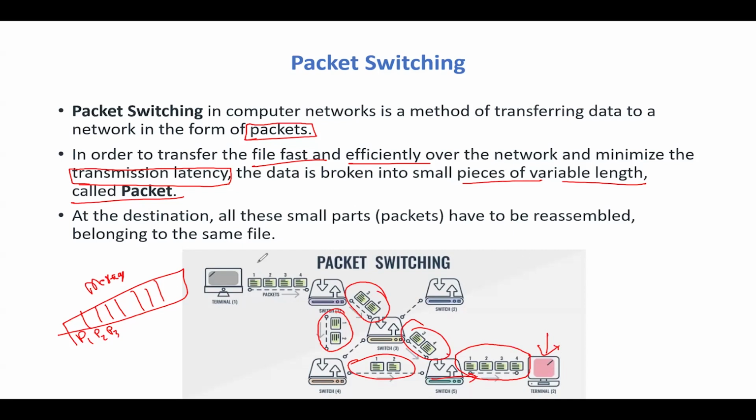At the destination, all these small parts belonging to the same file have to be reassembled. Though from the source it has been sent in some order, in order to make the transmission effective and fast, in the network we will be sending them in different directions. The packets will move freely without any order. But when they reach the destination, once again we are going to rearrange them and the destination will receive them in the same order. That is how packet switching works. All right. So these are the three kinds of switching techniques.